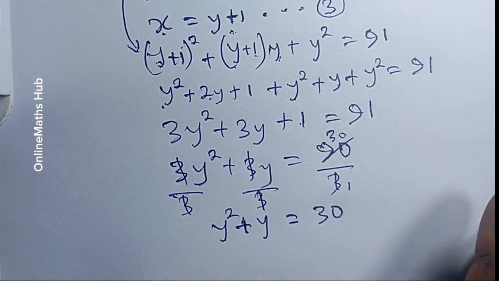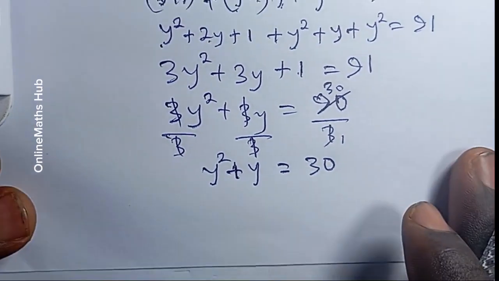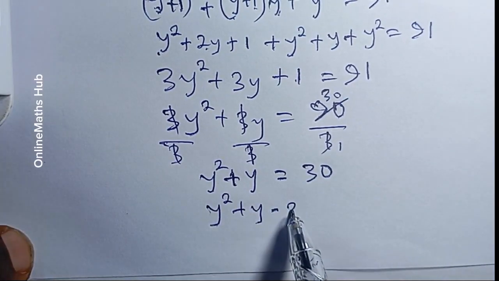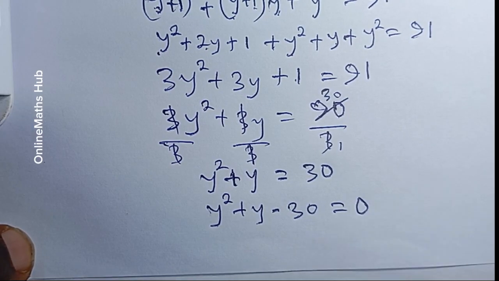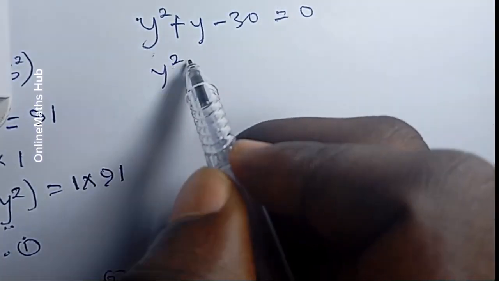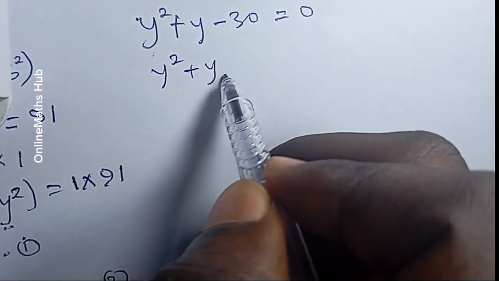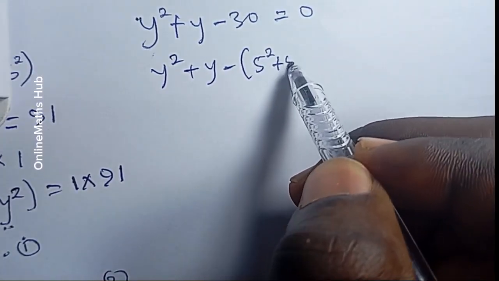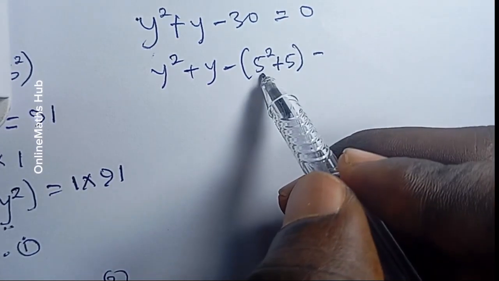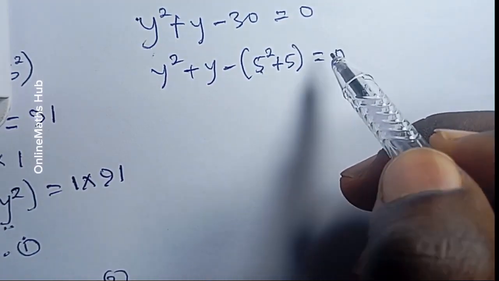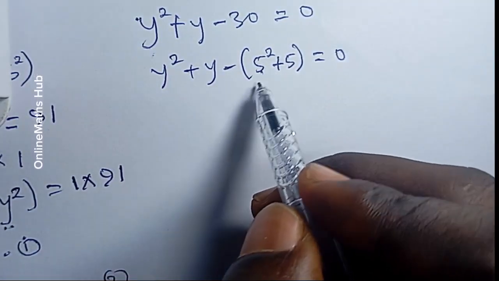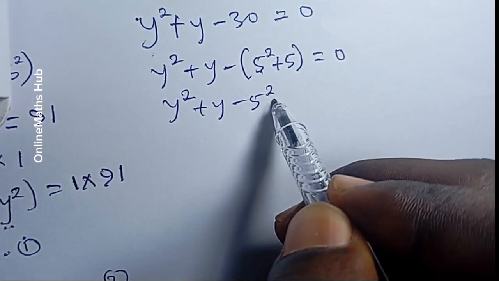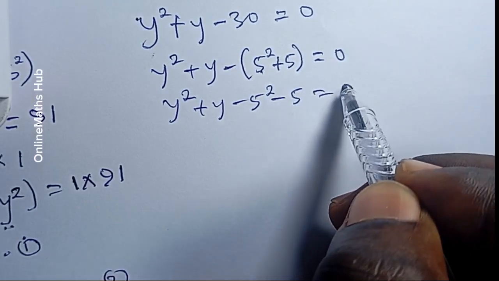This is cool at this point, and then we can subtract 30 from both sides. If we do that, we have y squared plus y minus 30 is equal to 0. I can write this 30 as 5 squared plus 5, which is basically 25 plus 5, and of course it's all equal to 0. If I open this bracket, I'm going to have y squared plus y minus 5 squared minus 5 is equal to 0.